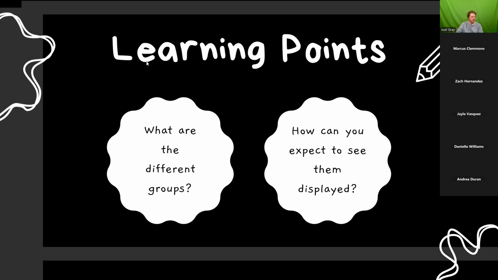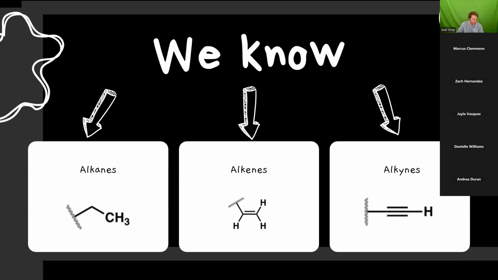There are a couple of functional groups and classes of things that we've talked about. We know alkanes. Alkanes are molecules that have just a single bond or a series of single bonds. There are no double bonds, no triple bonds. Alkenes are a class of compounds that have at least one double bond. Alkynes have at least one triple bond.